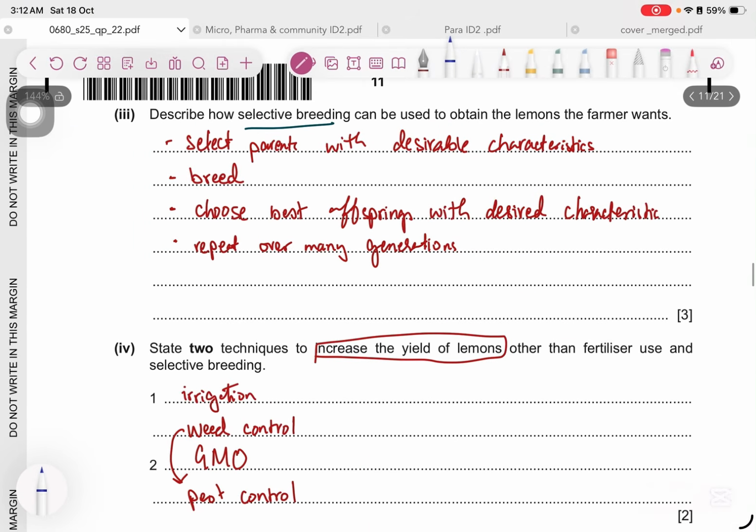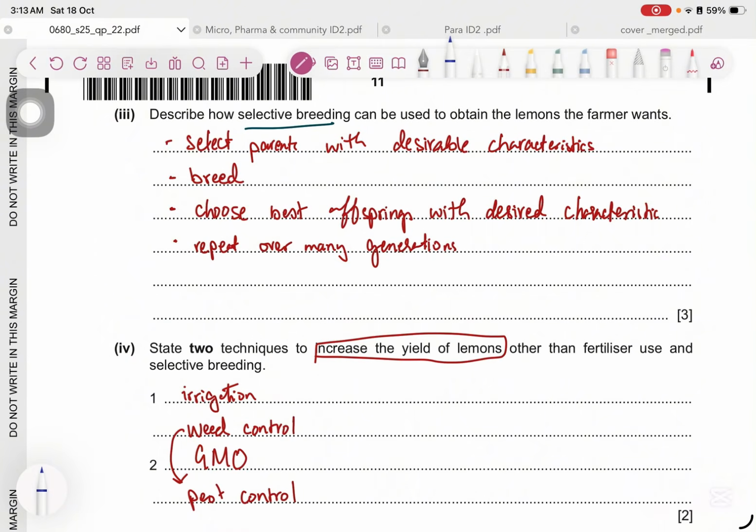Describe how selective breeding can be used to obtain the lemons the farmer wants. Briefly, selective breeding is where you choose the best and breed them together. They mate them together and then mate the offspring. So you keep on breeding them over many generations.